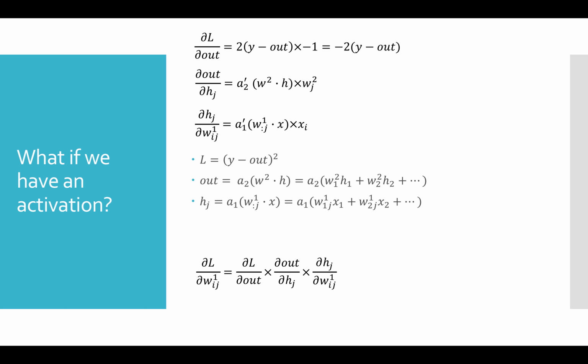Similarly, if we have an activation at the hidden unit, we would take the derivative in the part where we have the derivative of h with respect to w1. And so then we just have these additional derivatives. It's all part of the chain rule. So it doesn't really add any additional complication as long as you can easily take the derivative of those functions.